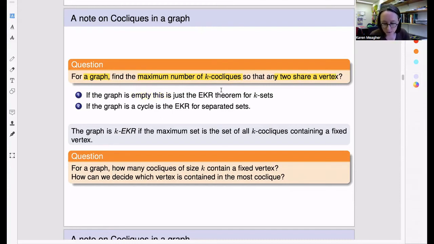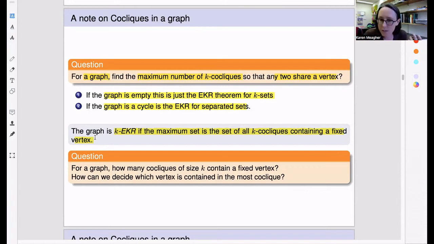If the graph is the empty graph, it's just the normal EKR theorem. If the graph is a cycle, it's the EKR theorem for separated sets, so sets where you never have consecutive elements. The graph is called EKR if the maximum set of intersecting co-cliques are all co-cliques that contain a fixed vertex. So if they intersect canonically, meaning they all have a common vertex, and that's the largest set of intersecting co-cliques, we say it's EKR.